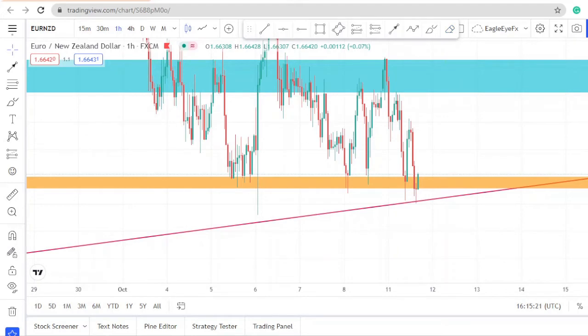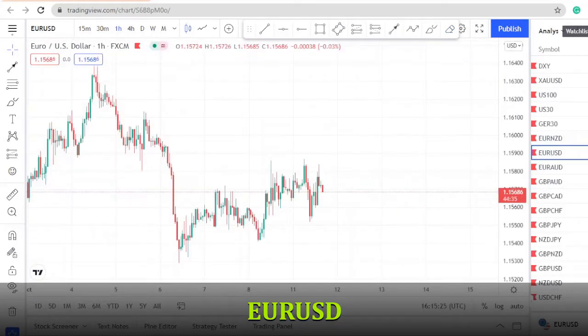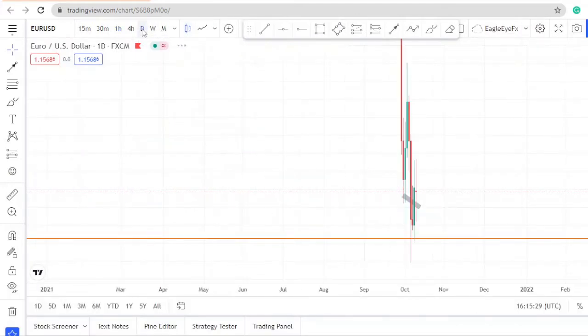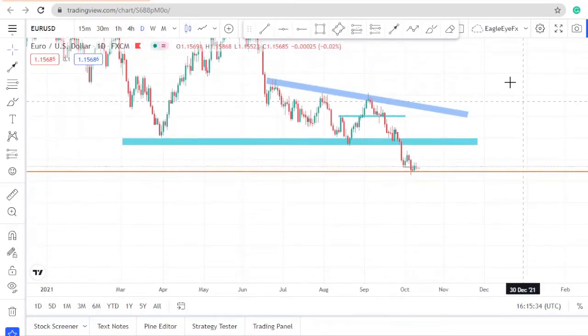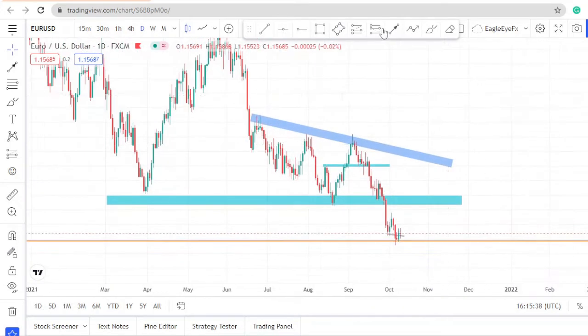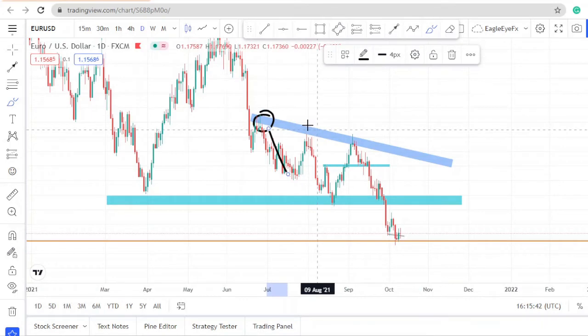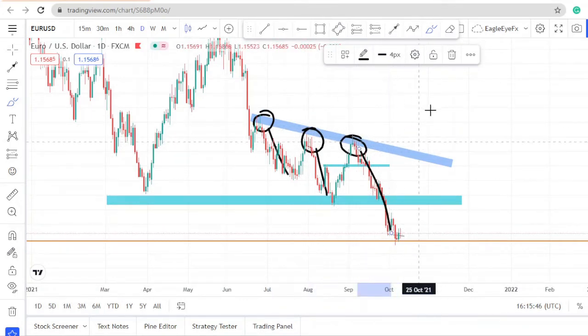All right, let's go to our second pair, which is EURUSD. Okay, and I would like to start from the daily time frame. So from the daily time frame, we can see that I've drawn this here because one thing I noticed on the daily time frame is that every time EURUSD got here, it was pushed down, and then here it was really pushed down.